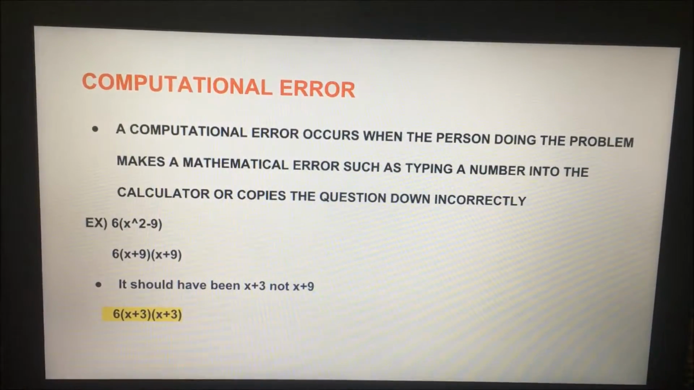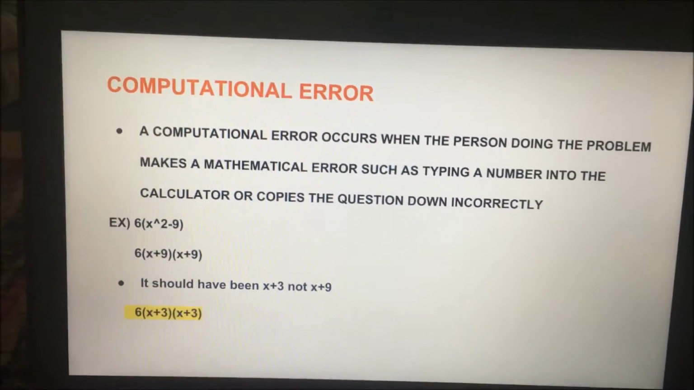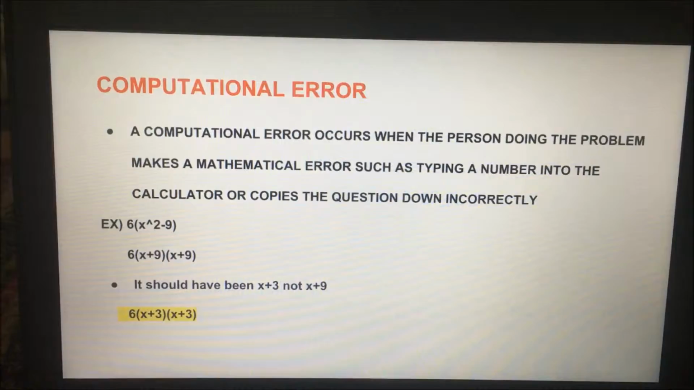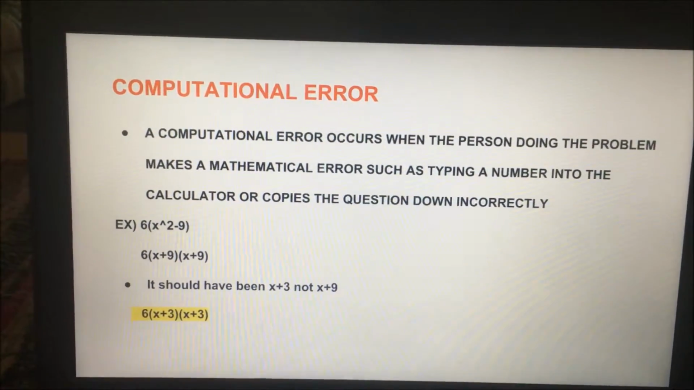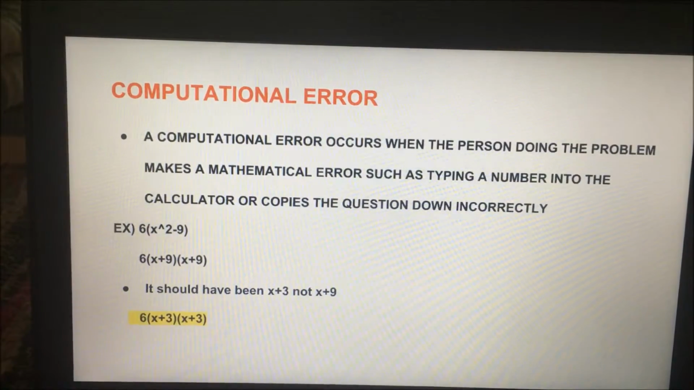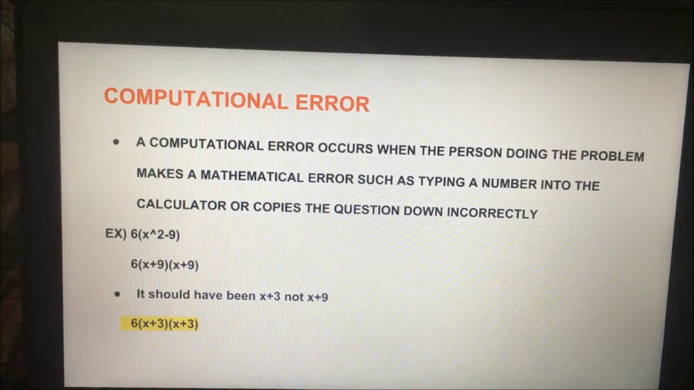Example, 6x squared minus 9. 6 parentheses x plus 9, x plus 9. It should have been x plus 3 and not x plus 9. 6x plus 3 parentheses x plus 3.